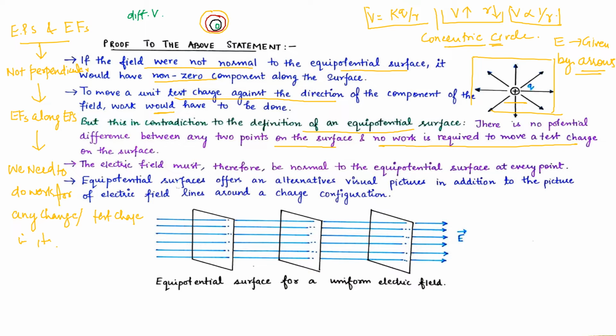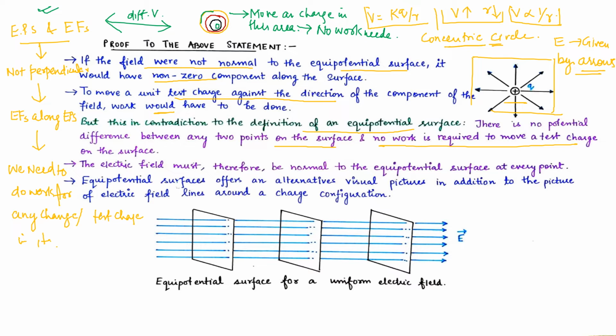and as we say, on this particular surface the potential is the same, so what we can conclude is that to move a charge in this area, which is the surface of the given concentric circle, no work is needed. But in case this is happening, then work is needed. So this is the contradiction.